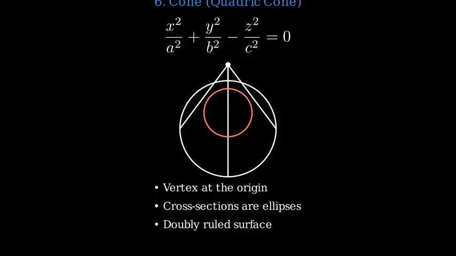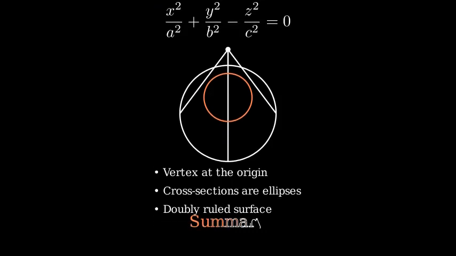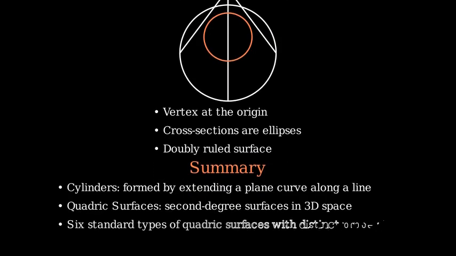Let's summarize what we've learned about cylinders and quadratic surfaces. A cylinder is formed by extending a plane curve along a line perpendicular to the curve's plane. Common examples include circular, parabolic, and elliptic cylinders. Quadric surfaces are second-degree surfaces in three-dimensional space. We've covered 6 standard types: the ellipsoid, elliptic paraboloid, hyperbolic paraboloid, one-sheeted hyperboloid, two-sheeted hyperboloid, and the cone.